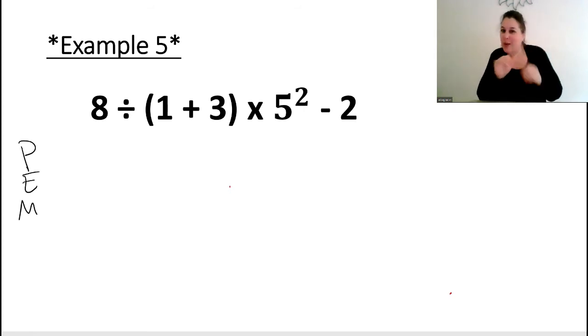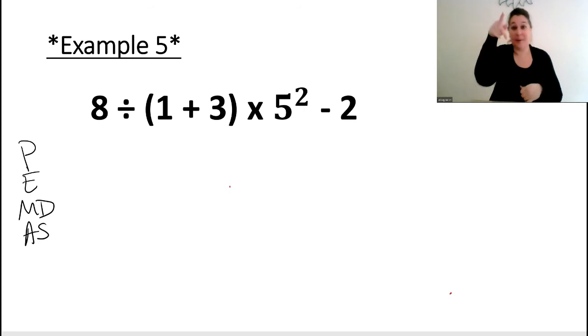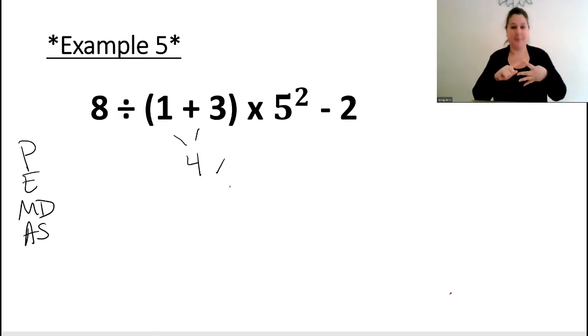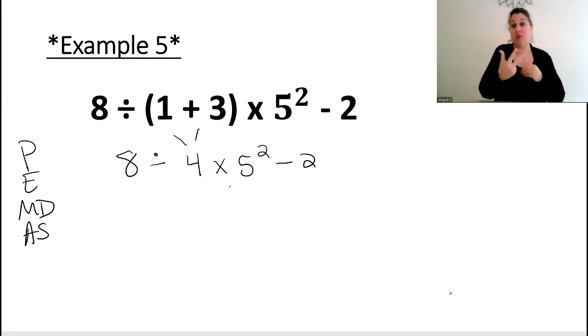PEMDAS. Got to write that down. So I'm going to ask myself, do I see any parentheses? Yes. So I'm going to do 1 plus 3, which is 4, and then bring everything else down. One step at a time. We need to see you doing one step at a time. If you're doing 2 steps at a time or more, you're going to get points knocked off because you're more likely to make a mistake. So one step at a time.